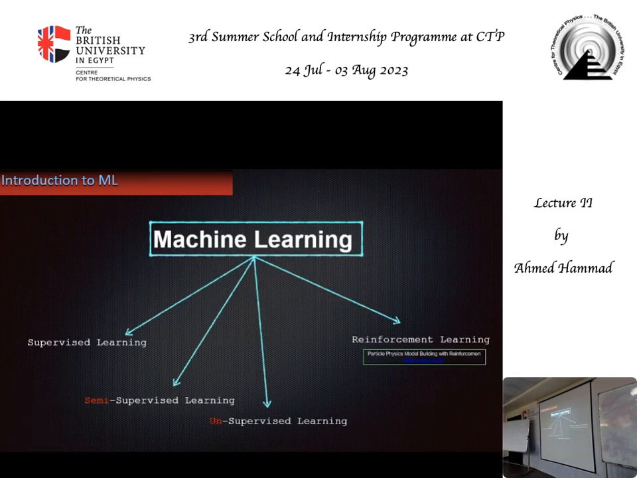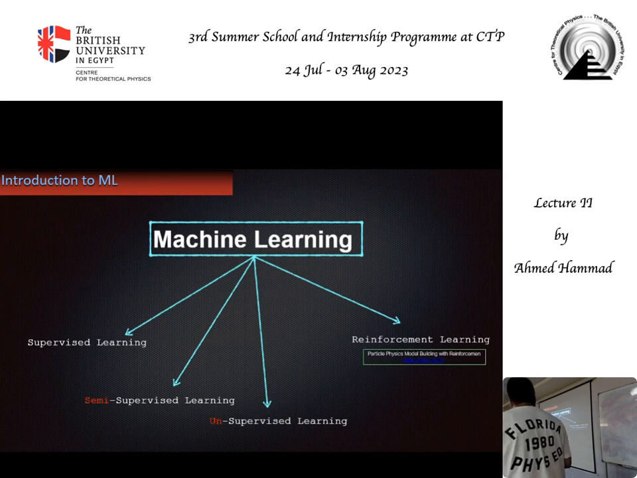Okay, so machine learning actually has like 3 or 4 different types. The main categories of machine learning are supervised learning, semi-supervised learning, unsupervised learning, and the final one, which is reinforcement learning. For supervised learning, we are going to discuss this one and focus on it.